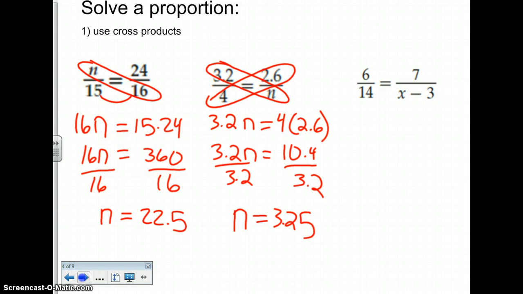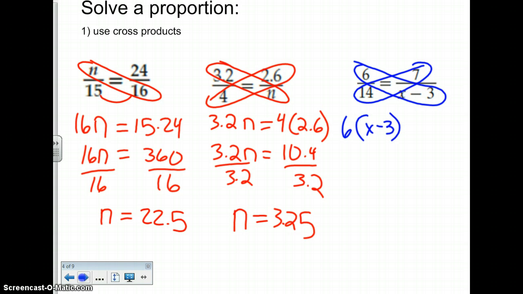Okay, and our next example, we can cross multiply again, and I'll go ahead and do the 6 times x minus 3. I'm going to write out this entire term here. And then we have 7 times 14. With the 6 times x minus 3, we need to remember to use the distributive property and get 6x minus 18. And then 7 times 14 is going to give us 98.